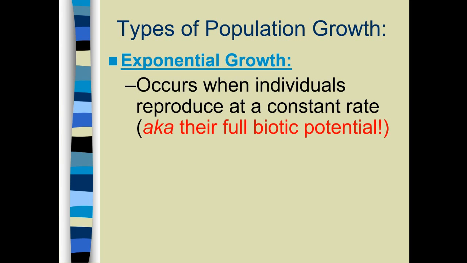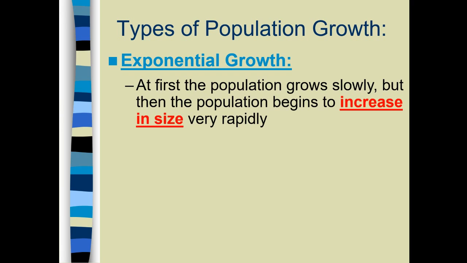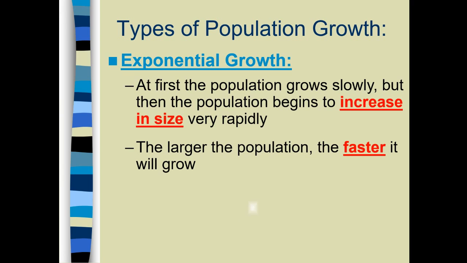Exponential growth occurs when individuals reproduce at a constant rate. In other words, a lot of times they're reaching their full biotic potential. It's easiest to think about exponential growth with a population that starts off small and slow, and starts increasing every generation. But the larger the population gets, the faster it's going to grow.